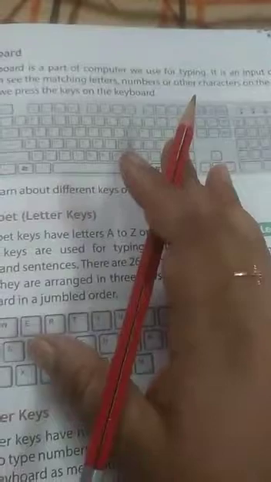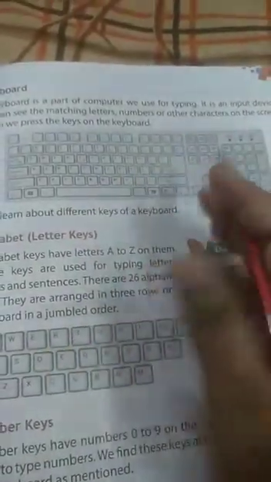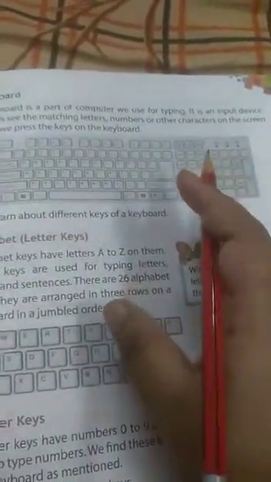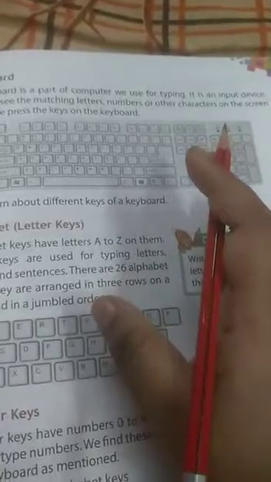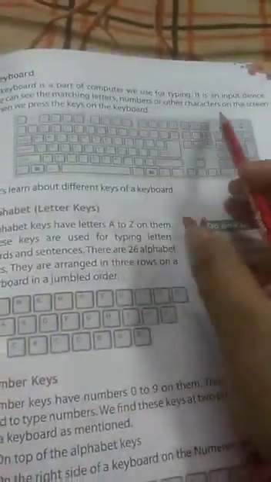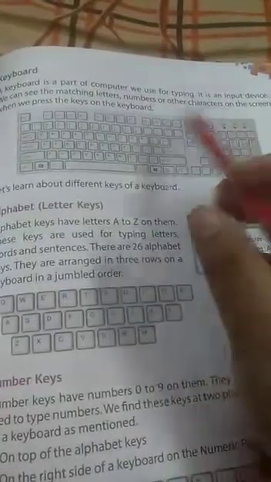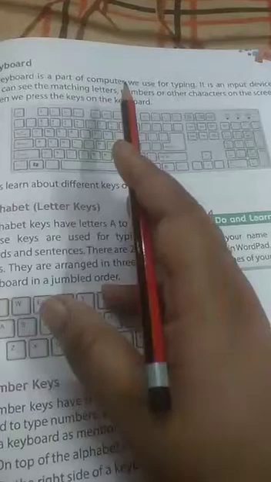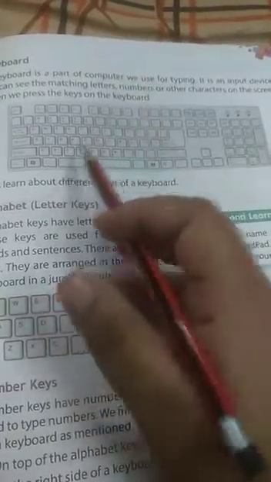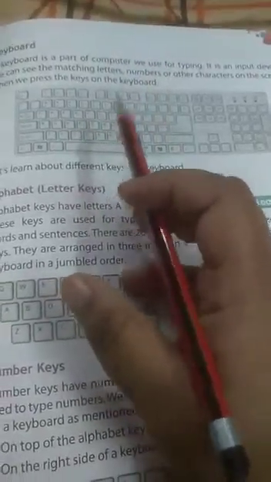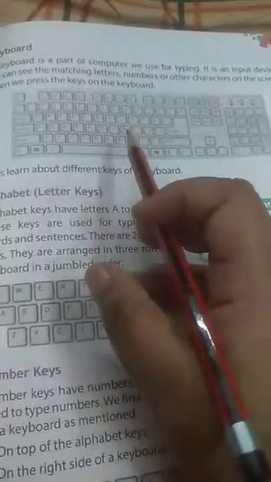A keyboard is a part of computer we use for typing. It is an input device because we enter data through the keyboard. We can see matching letters, numbers and other characters on the screen when we press the keys on the keyboard. If you press A, you can see on the monitor A is coming. So whatever data you want to feed into the computer, you can type it here.